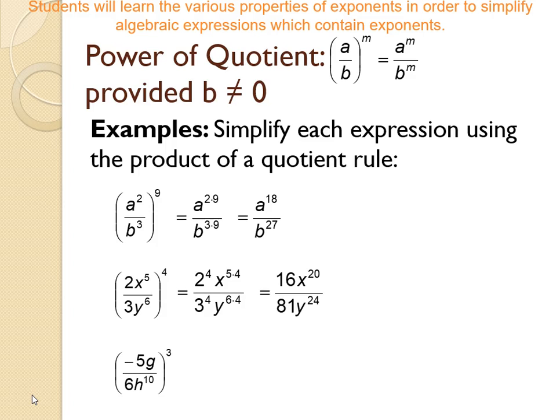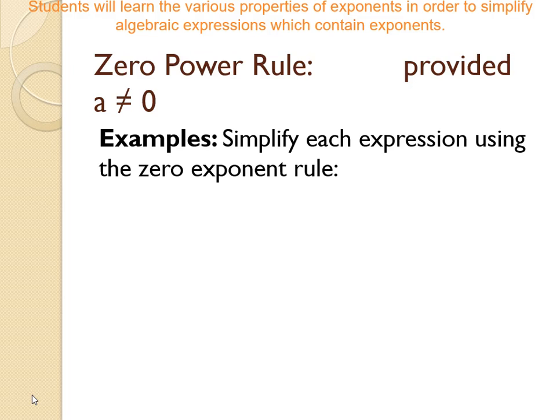Negative 5g divided by 6h to the 10th. Everything gets cubed. And again, when you have a negative, you put it in parentheses. And if you wanted to, you could have left that as negative 125g to the third on the numerator, but you could also put it in front like we did.